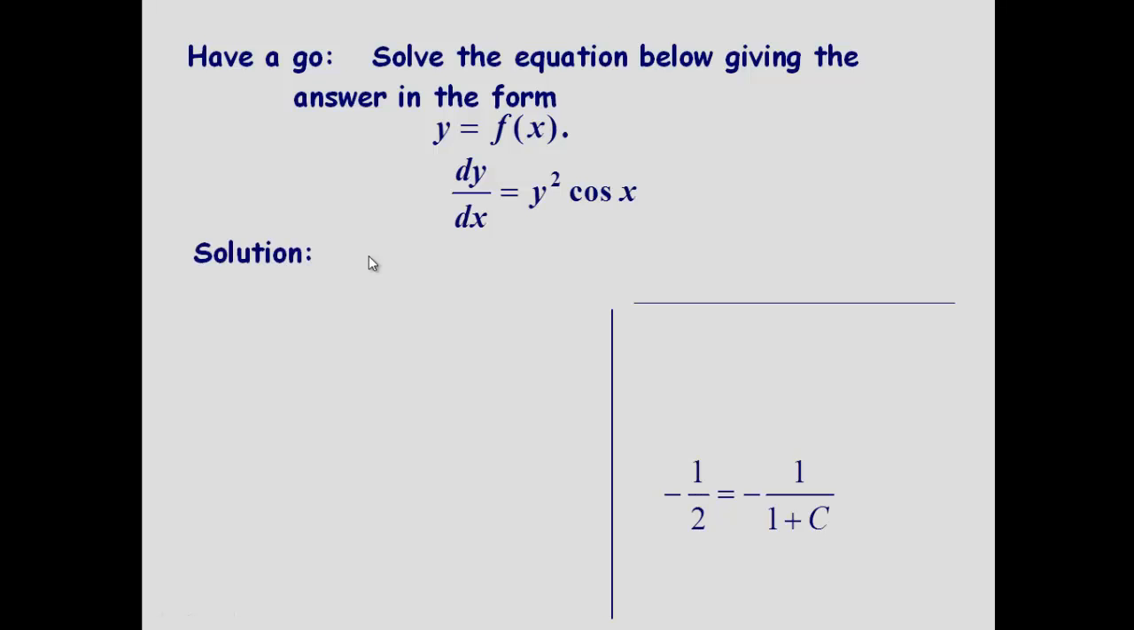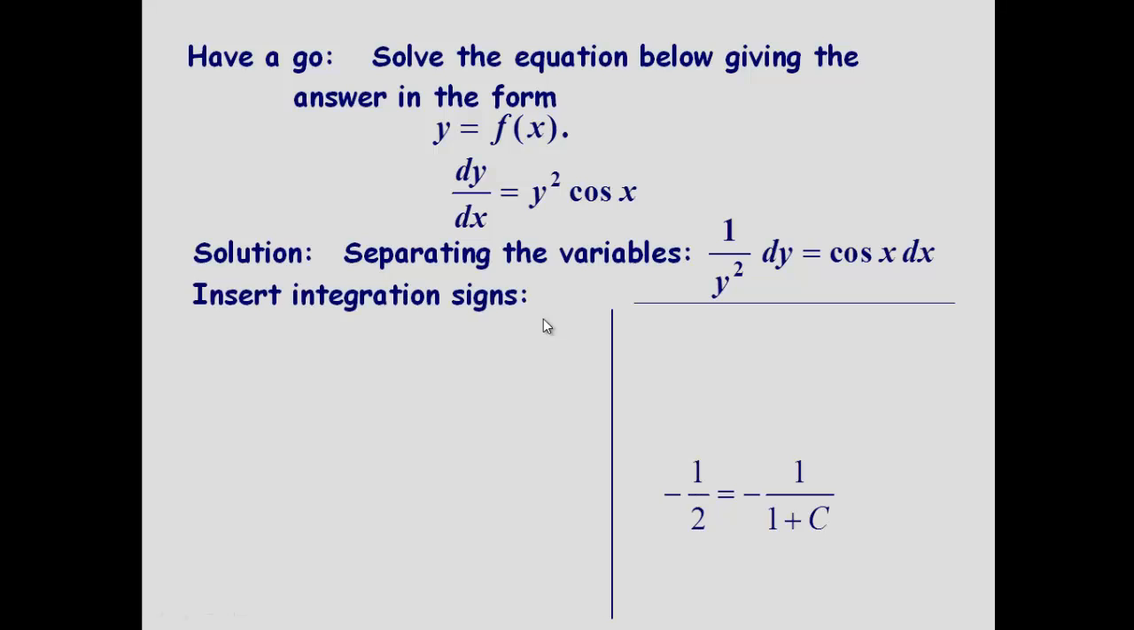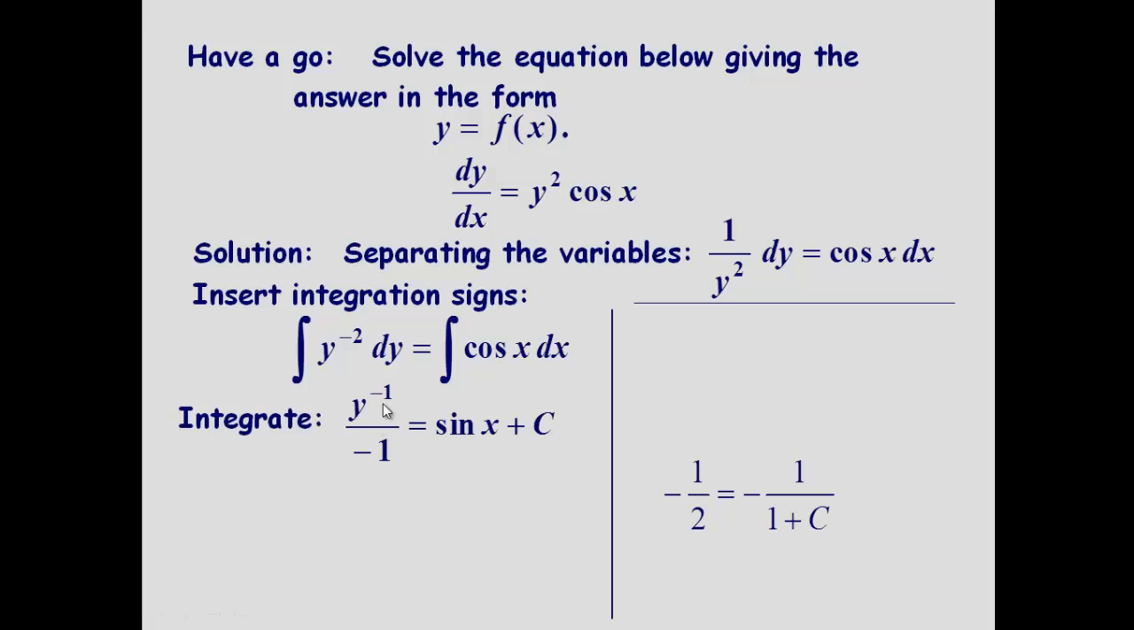Okay, so hopefully this is what you got. Step 1, separating variables. 1 over y squared here, cos x dx here. So there we are. y terms on the left, x terms on the right. Integrate both terms. Well, we've rewritten them here. So that goes up to y to the -1 over -1, cos integrates to sine. So we get y to the -1 over -1 equals sine x plus c.